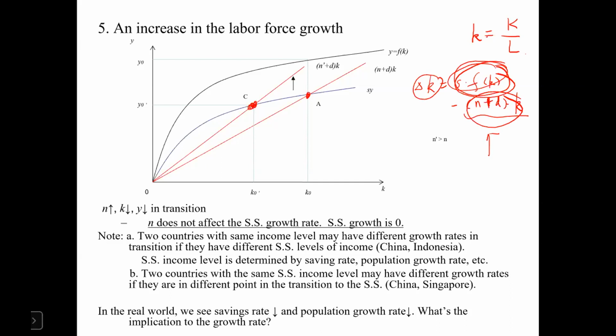Okay, and we also talked about what happens if there's an increase in S, changing from S to S prime, and how the economy behaves. Now let's see what happens if there's an increase in the labor force. You're going to see this line move upwards. Now you're going to see the capital stock in the long run decline, and accordingly the output is going to decline.